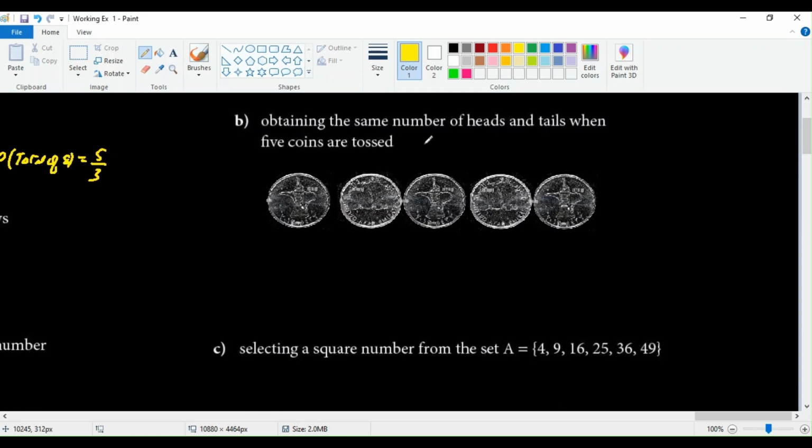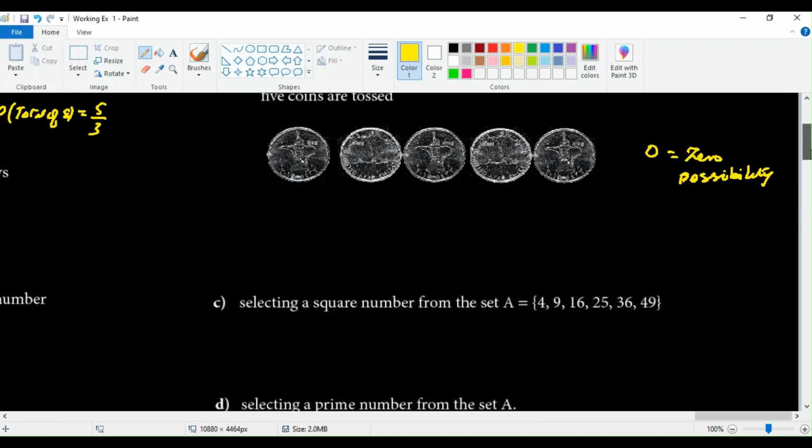Obtaining the same number of heads and tails when 5 coins are tossed. So in this case, it is not possible to have the same number of heads and tails since the coins are 5. So the possibility is only 0, or you can write 0 possibility.